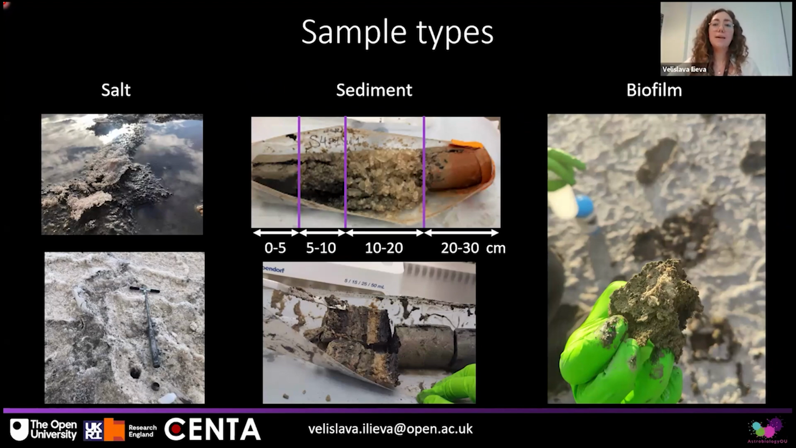To reiterate, the 3 sample types that we collected and I analyzed for my PhD were salt crust deposits, sediments, and biofilms. Some of the sediments had a really striking stratification that was immediately visible in the laboratory as soon as we opened the samples. For example, here on the top image in the middle, I've shown a sediment core from Penahueca, and I've divided it in sections.